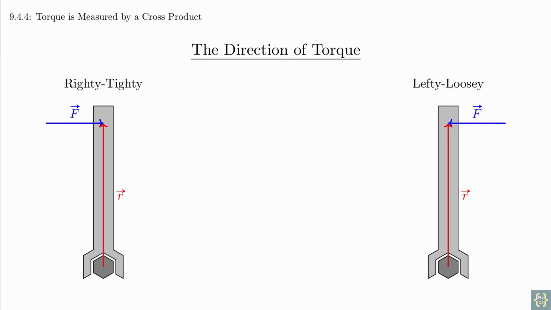Most of the screws you interact with are right-handed screws. If you're familiar with righty-tighty and lefty-loosey, that's a right-handed rule. If you're tightening a screw, the torque points inward, and if you're loosening the screw, the torque points outward.